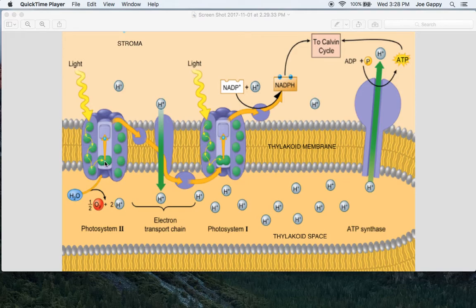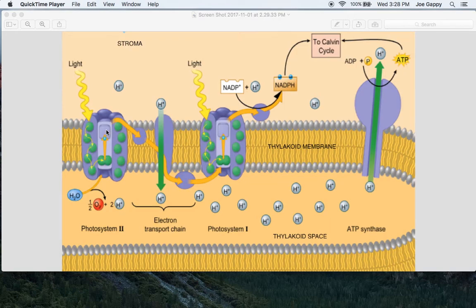Therefore, the electrons need to be taken from somewhere, and they are taken from water. Water is split, forming oxygen gas, and H pluses or hydrogen ions, or protons, the same thing. They are produced and they start building up inside of the thylakoid space. Now we have replaced the electrons, and we can continue on this path.